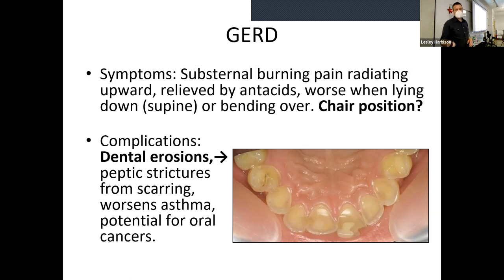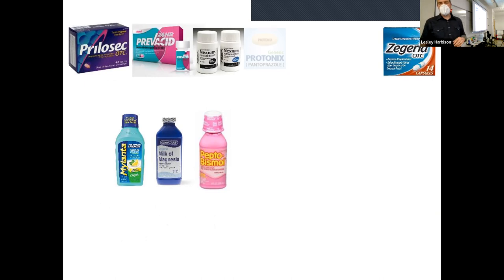Anyhow, the other things you can get are issues with asthma, because the reflux can go up and into the lungs a little bit and irritate them. And over time, you have the potential for oral cancers and things like that. So we definitely want to avoid all of that if possible.